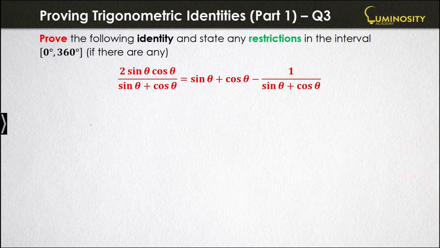Hi, welcome to this lesson on Trigonometry, Trig Identities Part 1. Let's have a look at question 3. Prove the following identity and state any restrictions in the interval 0 degrees to 360 degrees, if there are any.